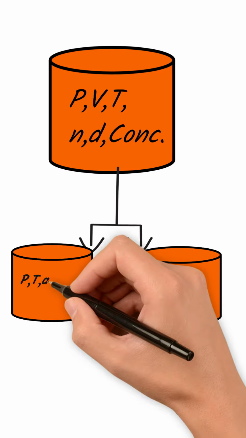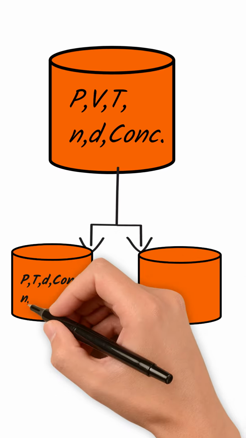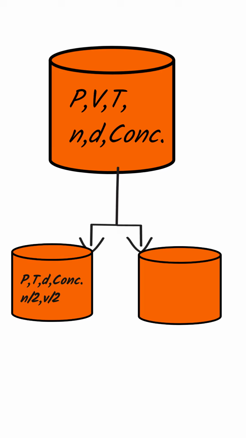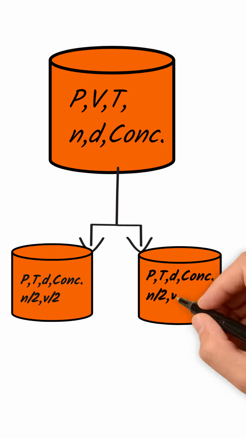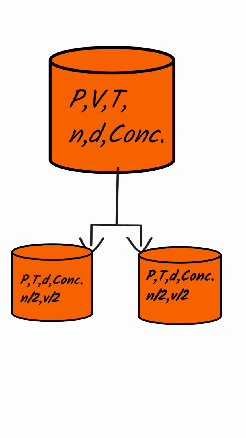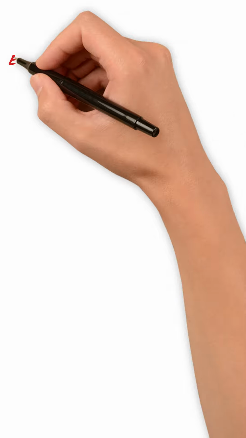Here pressure, temperature, density and concentration will remain the same, but moles and volume will become half. So the properties which remain the same do not depend on amount, so they are intensive properties. And the properties which changed depend on the amount of matter, so they are extensive properties.